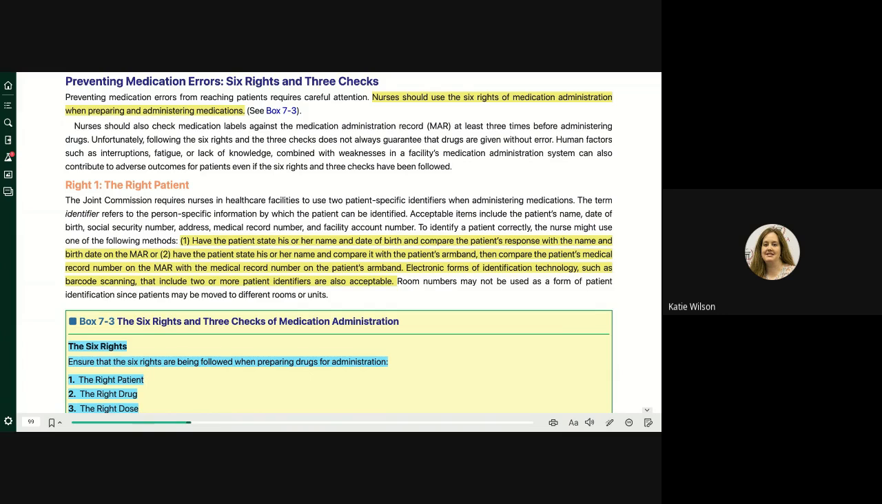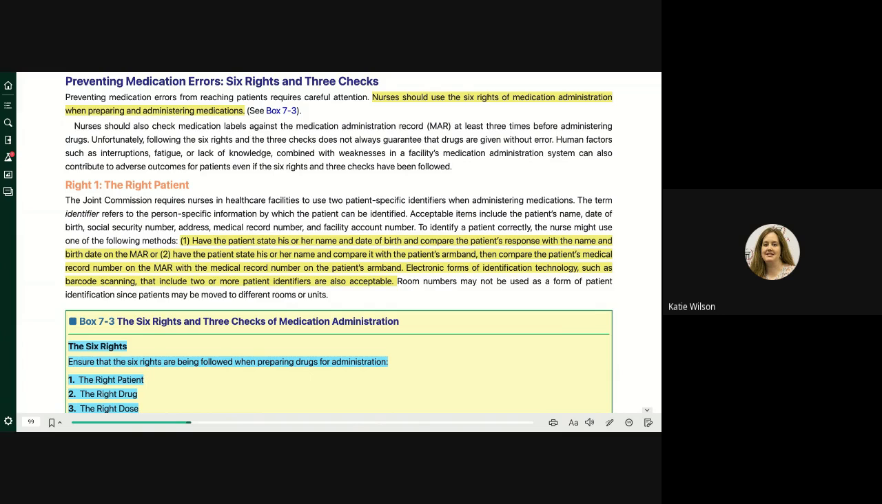So the thing I want you to know, if you ever do make a medication error, the first thing you're always going to do is report it. Just make sure you go through the appropriate steps to report that error, and there are a series of things that you'll have to do depending on your facility or unit that you're working on in regards to following up about that medication error.